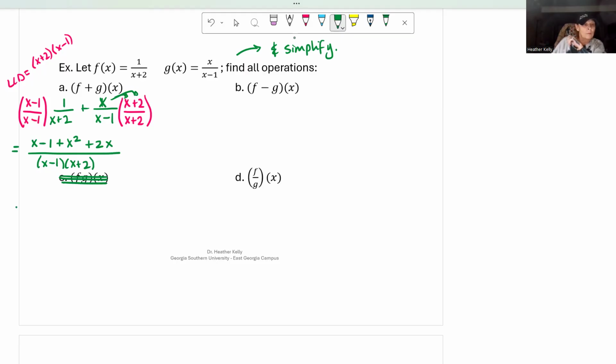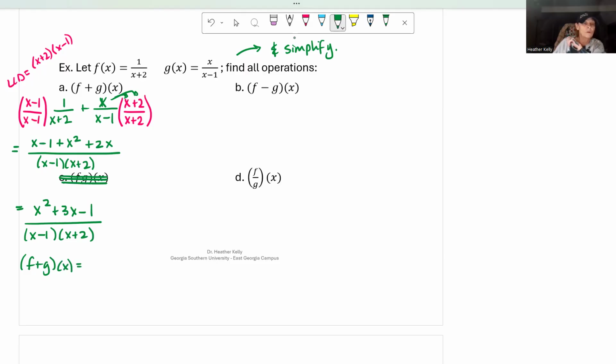And so as we keep on going here, then let's put this together. This is x squared plus 3x minus 1 over x minus 1, x plus 2. And so that's what f plus g of x is.